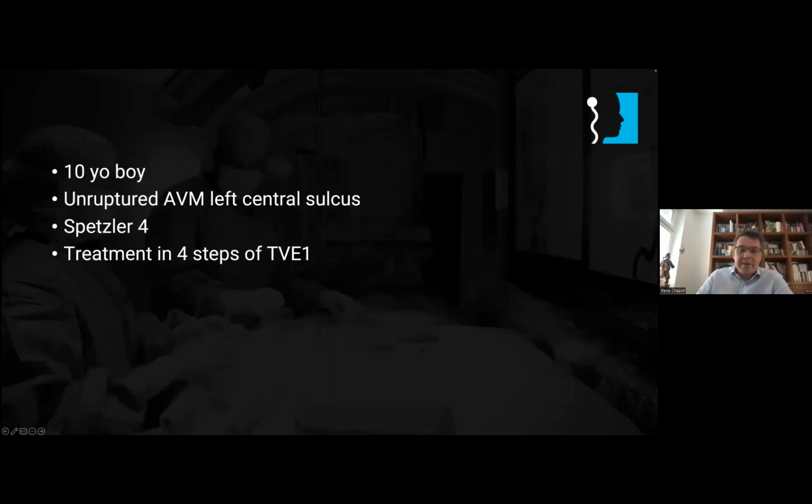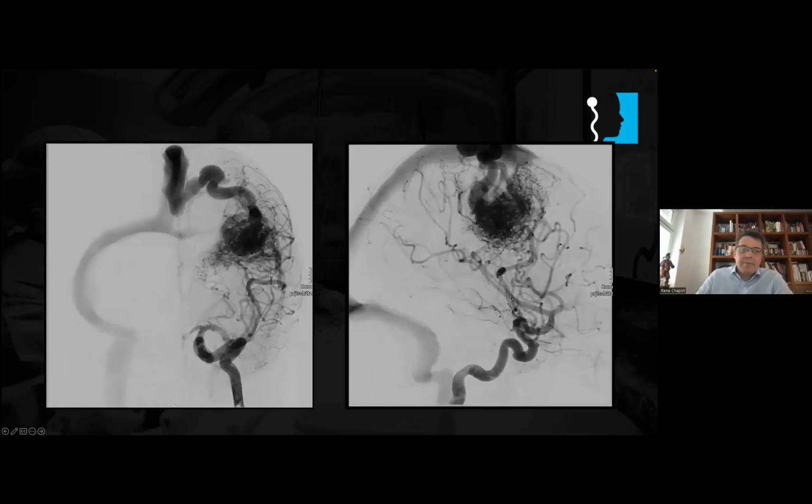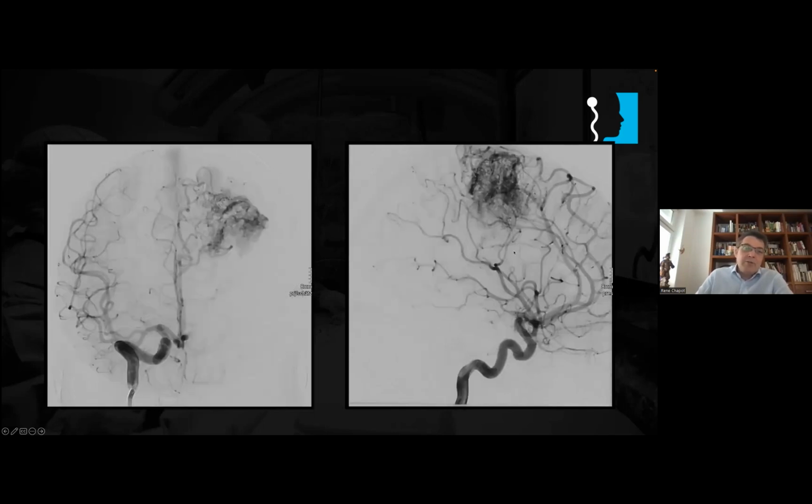Now let's take another example, which is a more difficult one. 10-year-old boy, Spetzler 4, central sulcus. And this is his AVM, very functional territory, where, well, if you treat, you're sure that you're going to kill a lot of brain, because it's not possible to occlude the arteries of the AVM without occluding normal arteries. It's not possible. And that's why usually they are not treated.